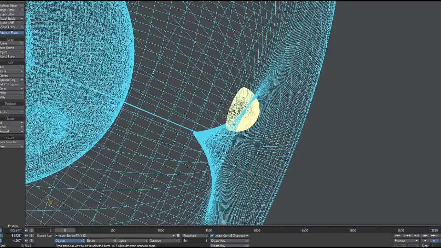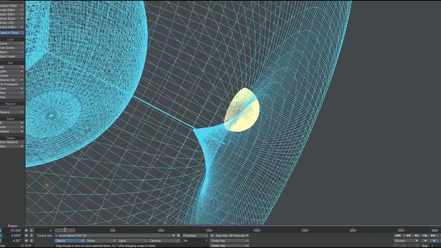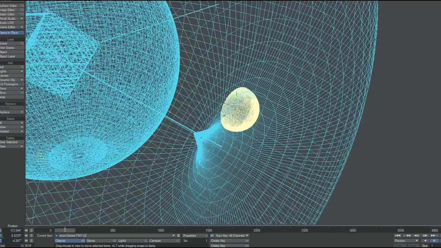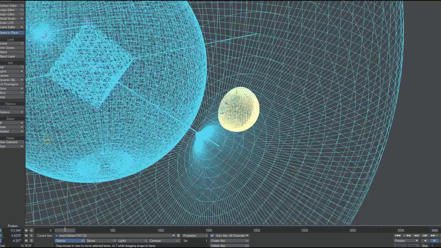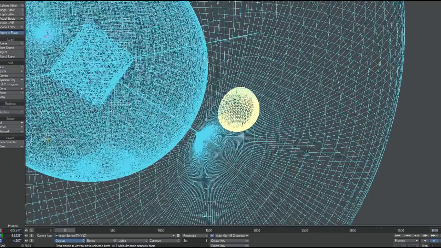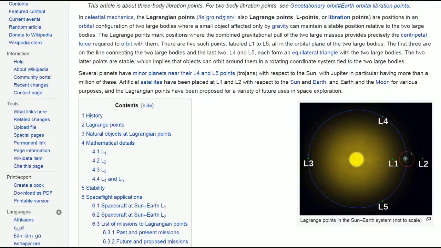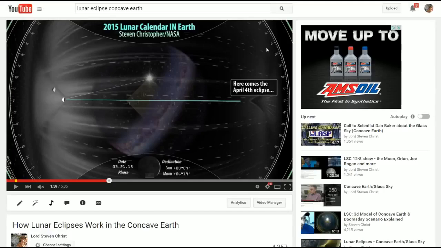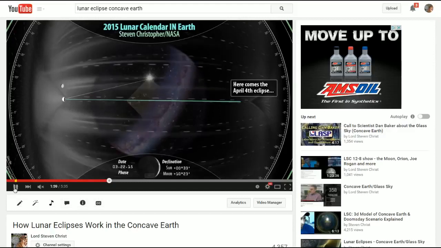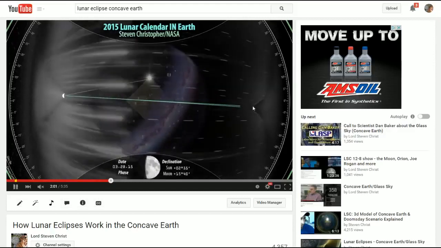Inside the apple, it's lit. Outside, it's not. And so here's the Gegenschein right here. This is illuminating. It's a convergent point where the light converges, okay? I'm going to go back and show you a previous video I made on how lunar eclipses happen. Here's the Gegenschein.